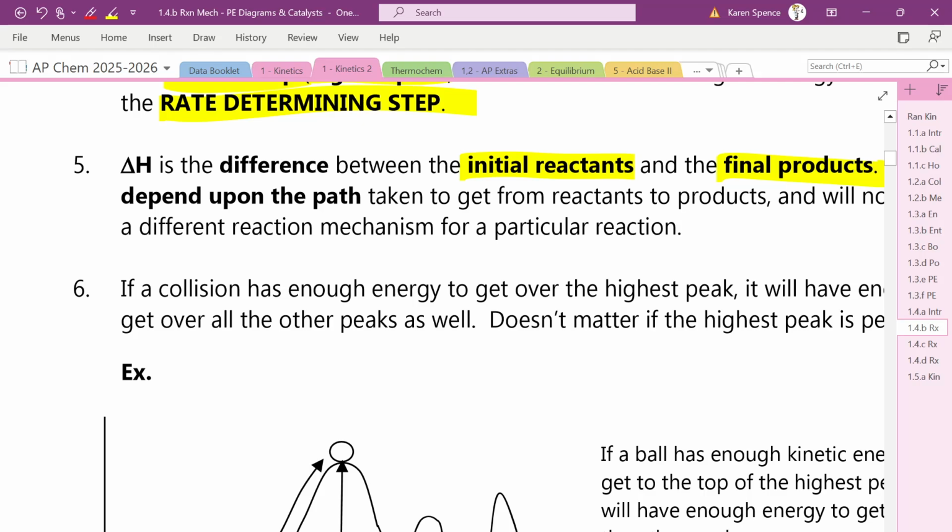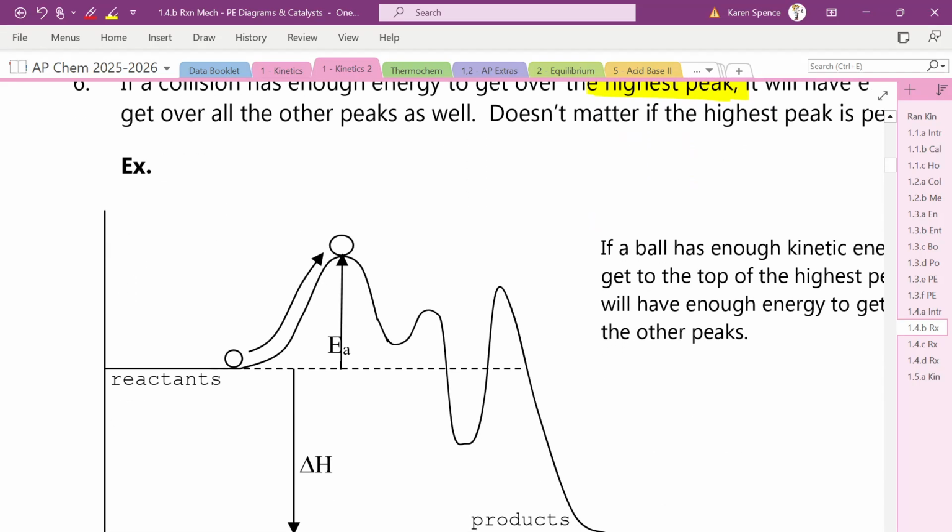If a collision has enough energy to get over the highest peak, it will have enough energy to get over all the other peaks as well. I would like you to take a look at this diagram and tell me which is the highest peak, peak 1, peak 2, or peak 3. Tell your partner first. It's not a trick question. Which one's highest? 1, 2, or 3? Show me fingers. Yeah, number 1, right? This is the highest. Everything else is below that level, right?